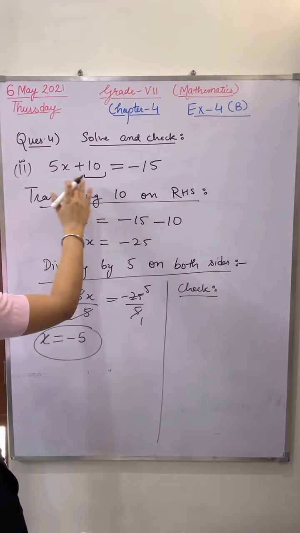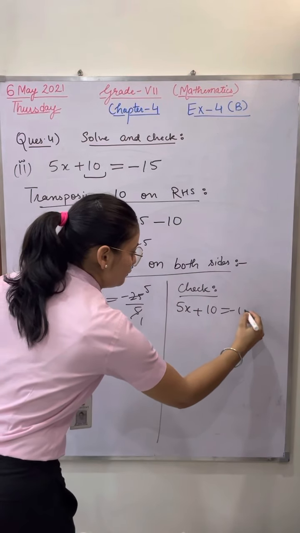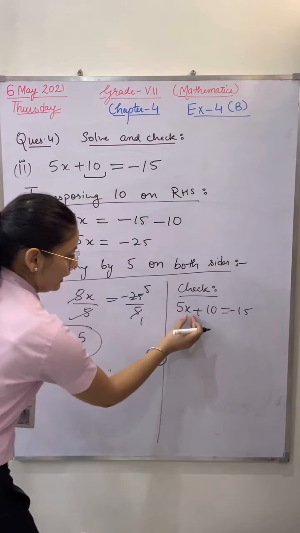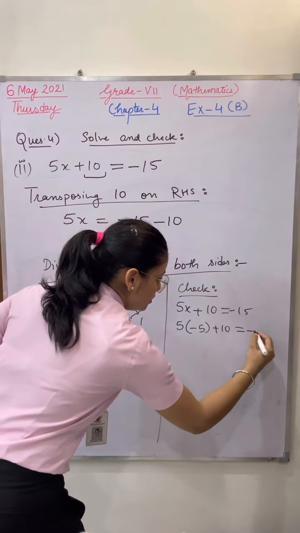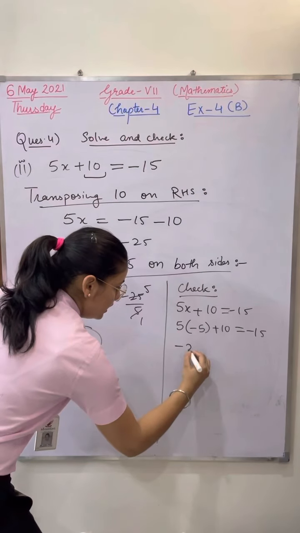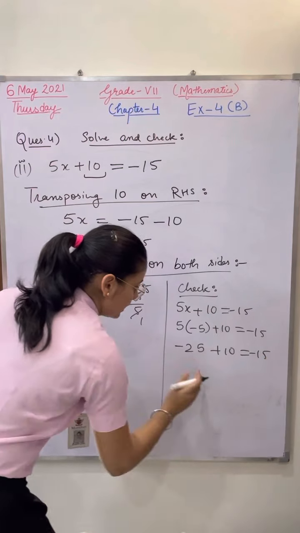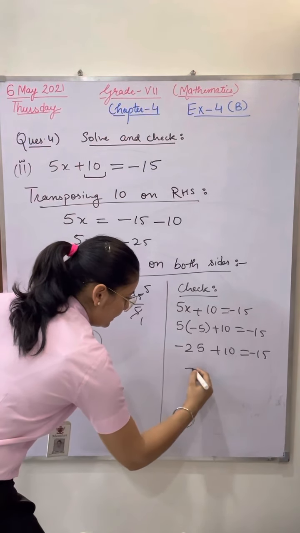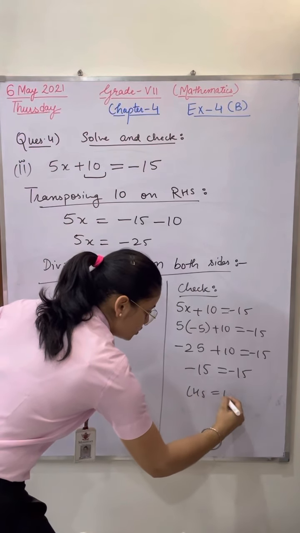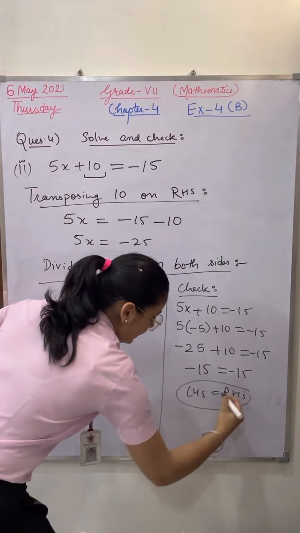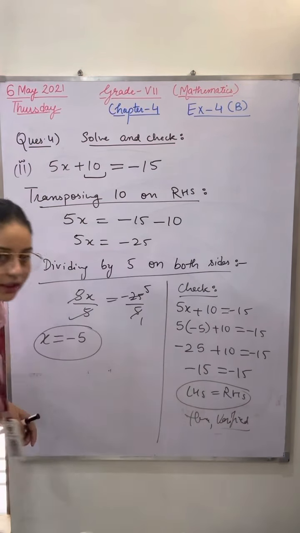For the checking part, write down the equation as it is: 5x plus 10 equals minus 15. Now write down the value of x: 5 multiplied by minus 5 plus 10 equals minus 15. 5 fives are 25 and the minus sign stays. Minus 25 plus 10 is minus 15, equals minus 15. So left hand side equals right hand side, and hence we have verified the question.